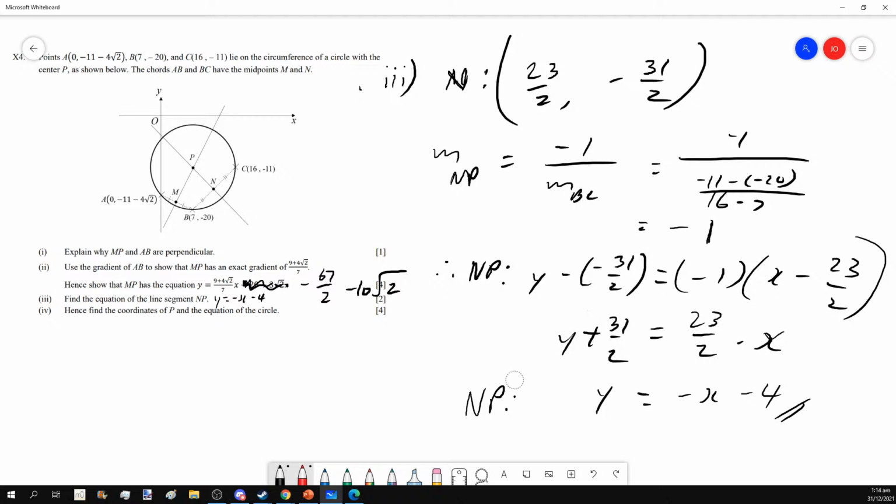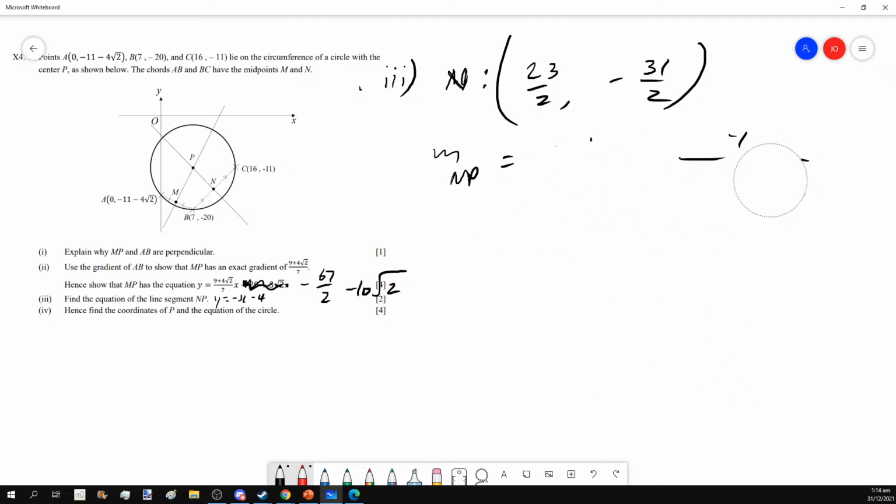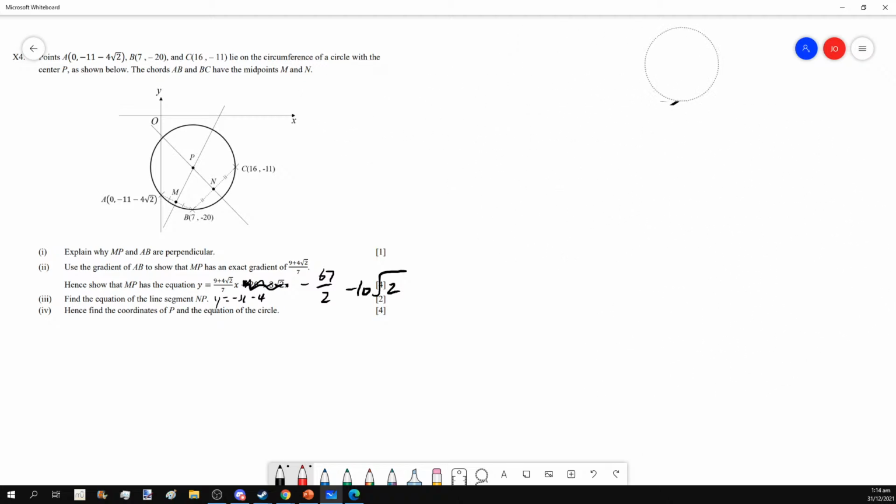Okay, so once we have this, the last thing is, can you find the coordinates of P, and therefore can you find the equation of the circle? So in this particular situation, what we expect is to do simultaneous equations, right? So I will sub the equation of NP into the equation of MP. So I will sub this guy into that guy.